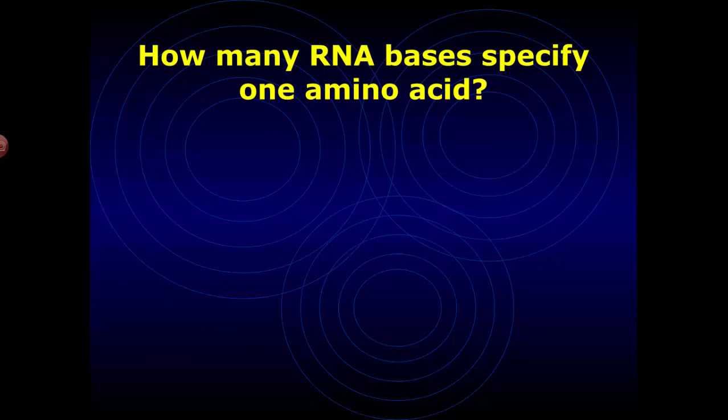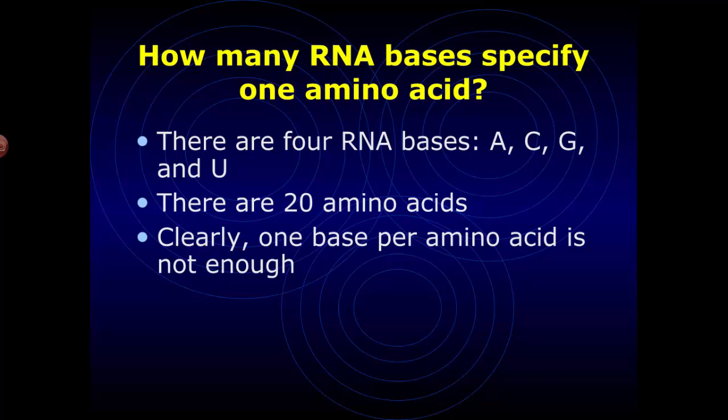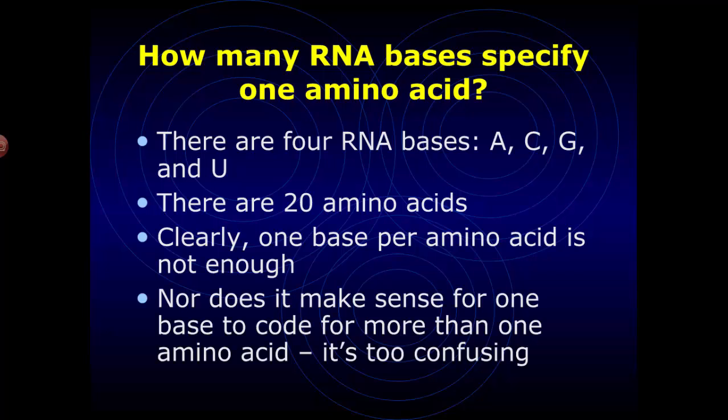So let's take the first question. How many RNA bases specify one amino acid? Well, there are 4 bases, A, G, C, and U. There are 20 amino acids used to make all proteins. So all proteins in all life on this planet are synthesized from the same 20 amino acids. Well, clearly, we can't use 1 base per amino acid because there are only 4 bases and we need 20 amino acids. So that's not going to work.